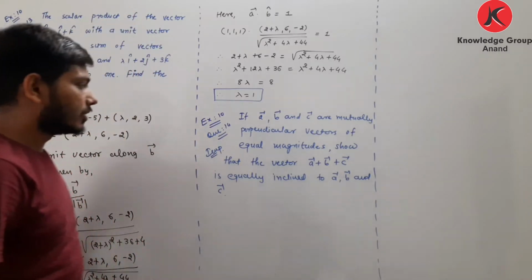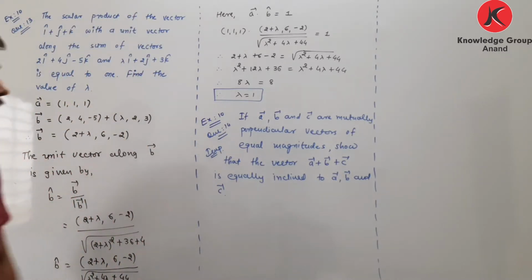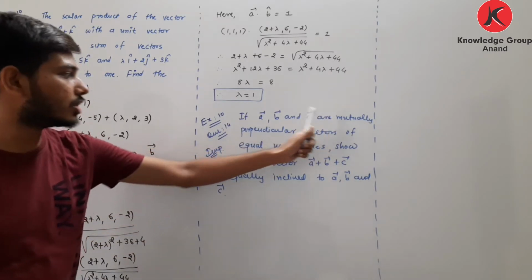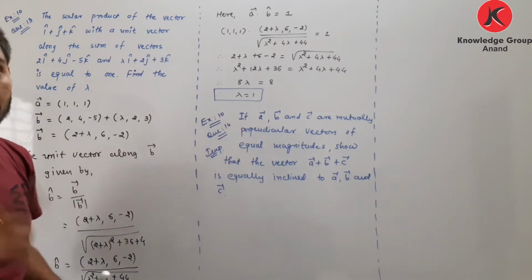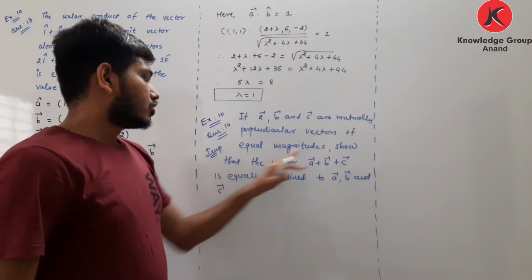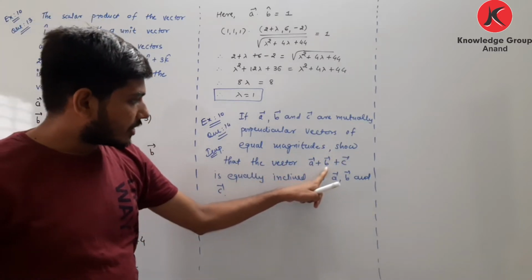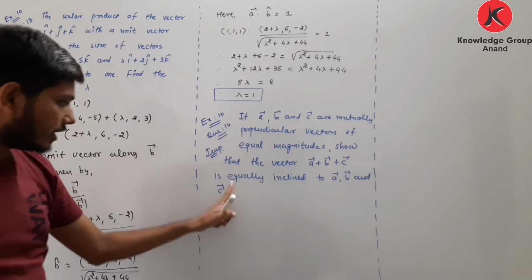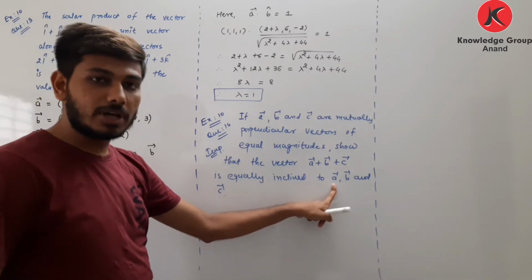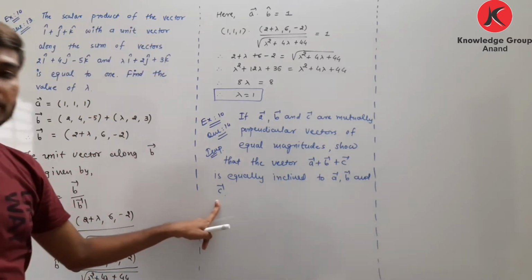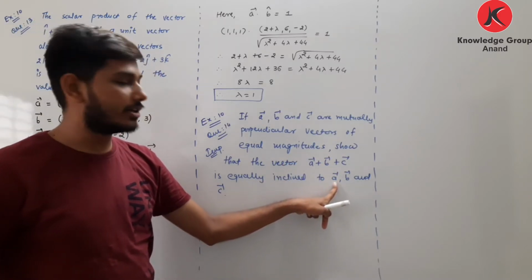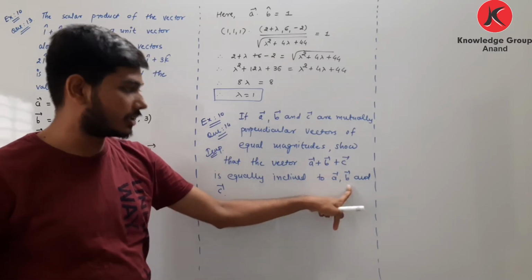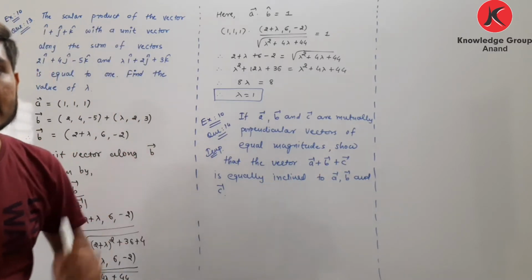Next question, question number 14. This one is an important question. If vector A bar, B bar and C bar are mutually perpendicular vectors of equal magnitudes, show that the vector A bar plus B bar plus C bar is equally inclined with vector A, B and vector C. That means this vector makes the same angle with vector A, the same angle with vector B and the same angle with vector C here.